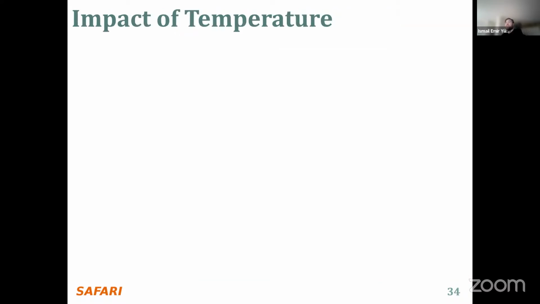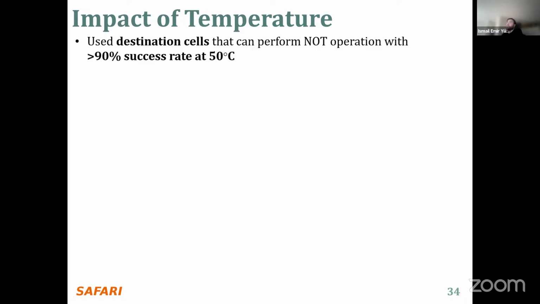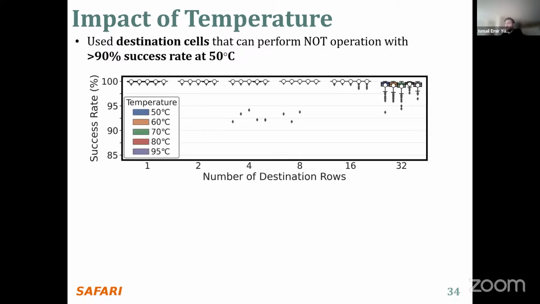And next, we evaluate the impact of temperature. For this experiment, we use destination cells that can perform NOT operation with more than 90% success rate at 50 degrees Celsius to maintain a reasonable experiment time. Because we sweep a lot of temperature values, as you can see from this figure. We use 5 different temperature levels, 50 degrees Celsius, 60, 70, 80, and 95 degrees Celsius.